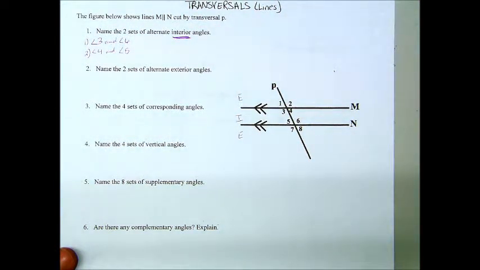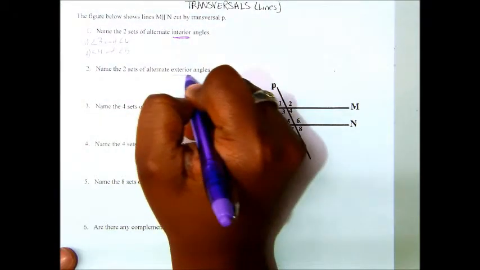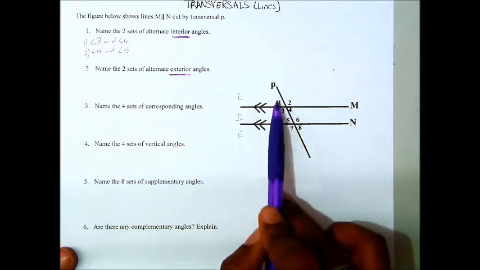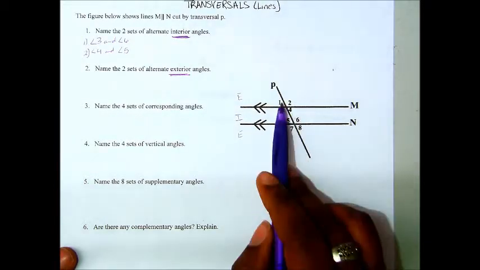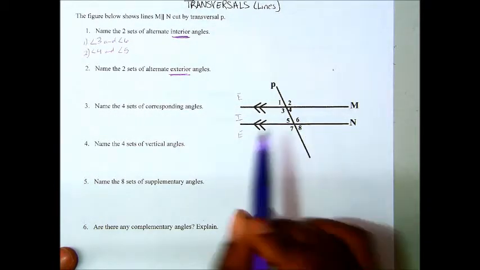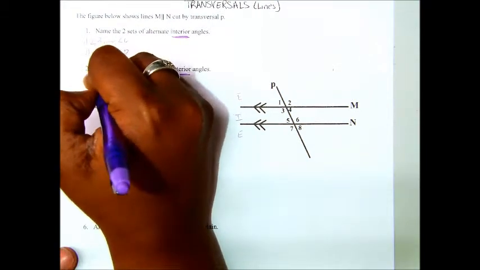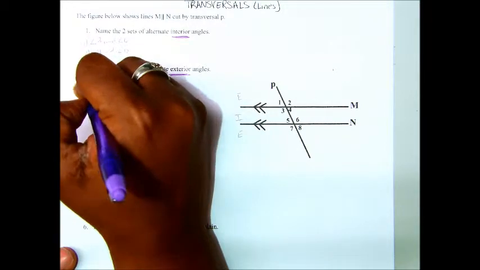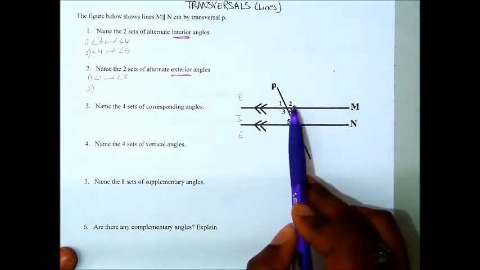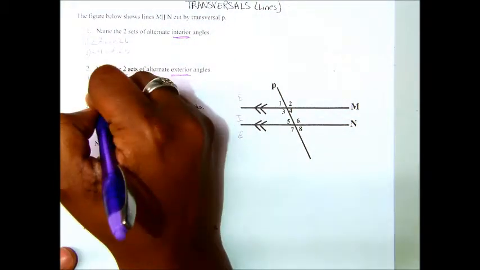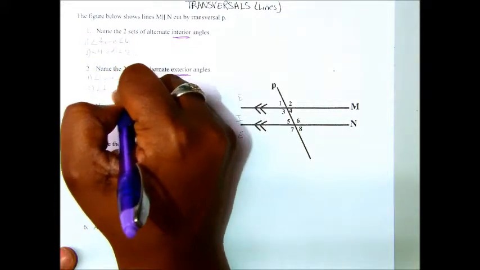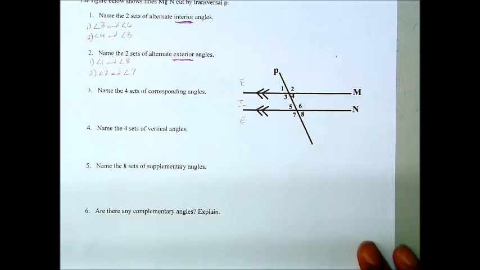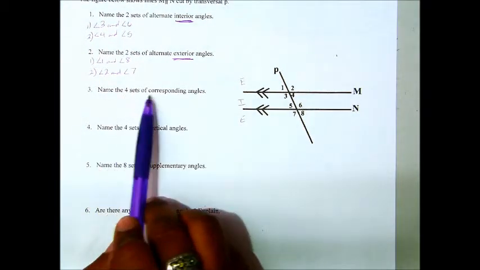Number 2, name the two sets of alternate exterior. So that means they need to be out here on opposite sides of the transversal. So that's angle 1 and angle 8, and angle 2 and angle 7. Done with that one.